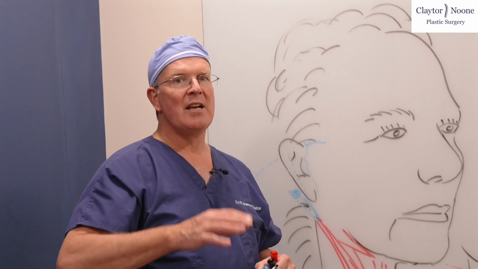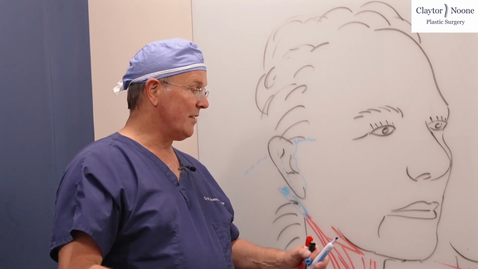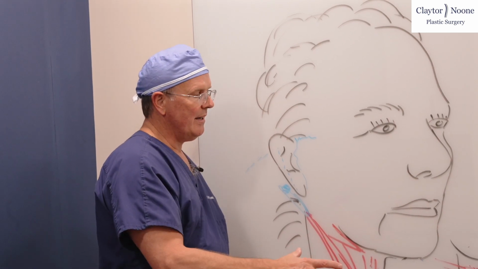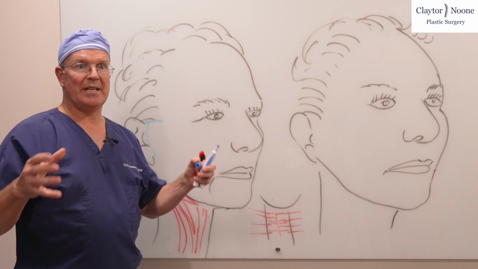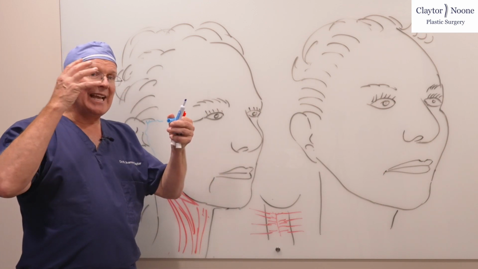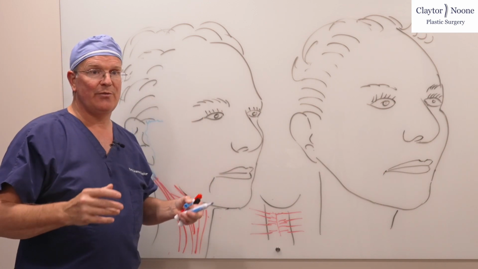So when somebody says, Dr. Claytor, I only want a neck lift, I say, okay, this is what we're working on. Now let's talk about how the face ages as a whole, because very frequently we age top to bottom uniformly.